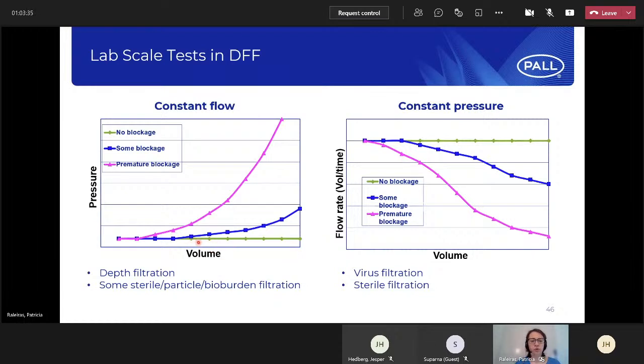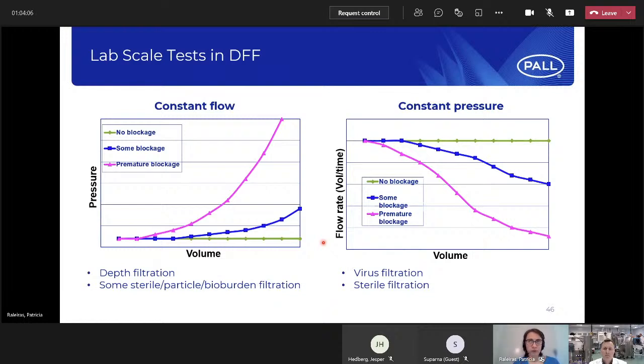With the constant flow, you monitor the pressure upstream or the differential pressure across the filter, and with no blockage you don't see an increase in pressure. If you have a little bit of blockage, you see a slight increase in this pressure. But with a premature blockage, you will see an increase in pressure already at the start of the process. If you do a test at constant pressure instead, what you see is decay in the flow rate.